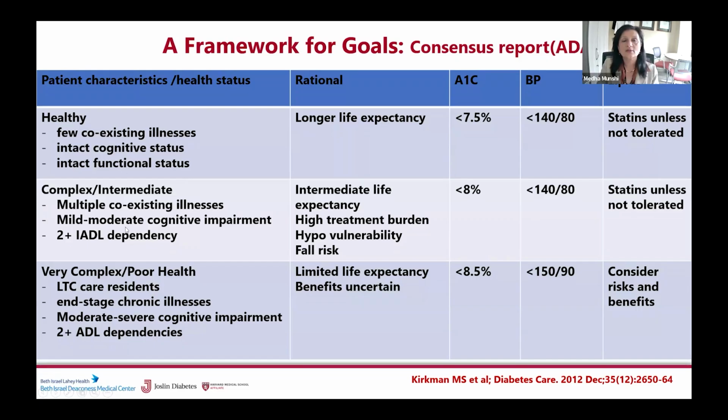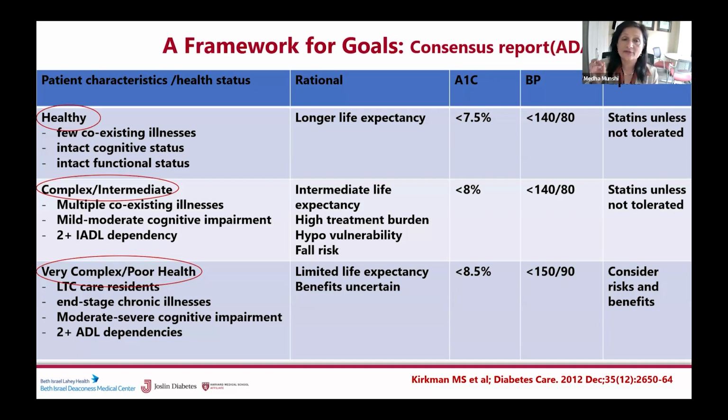Okay. So the idea was that age in number is really not very critical. We can't really do much with the age. So we developed this consensus where you identify your patient, put them into 3 different health status: healthy, complex or intermediate, or very complex or poor health. And how do you put them in different groups? It depends on 3 variables: coexisting illnesses, cognitive status, and functional status.